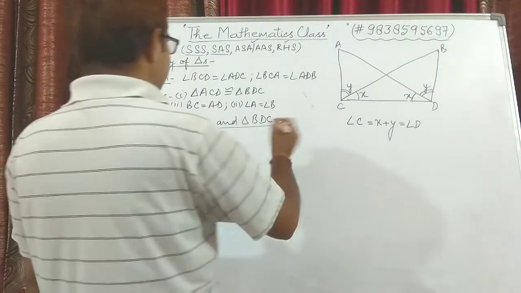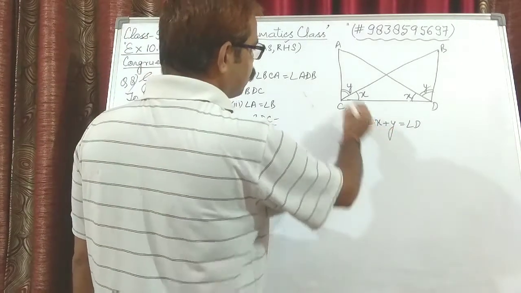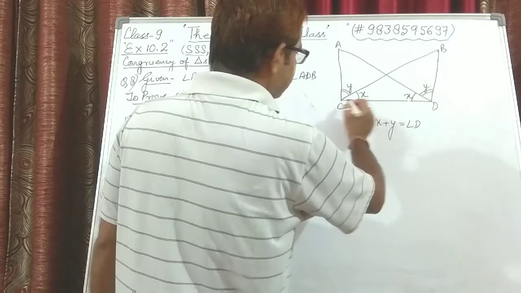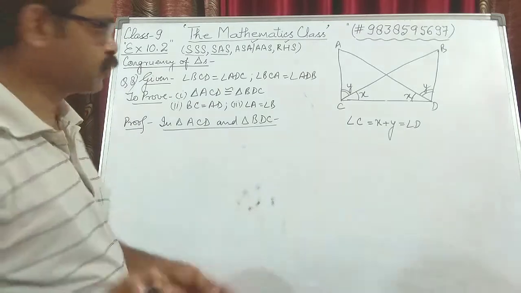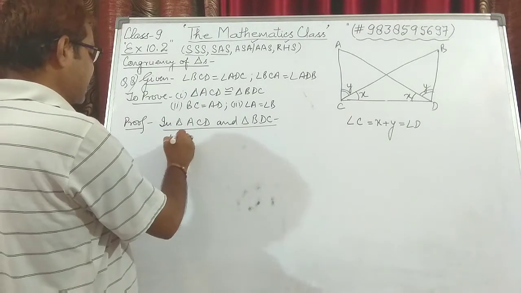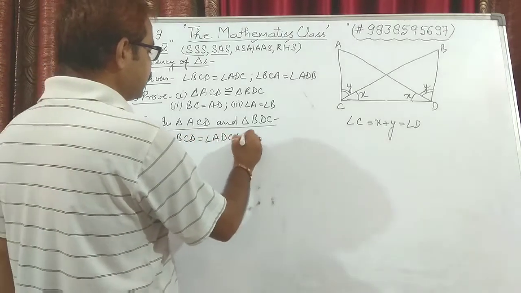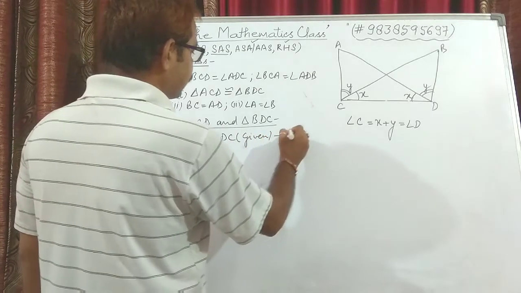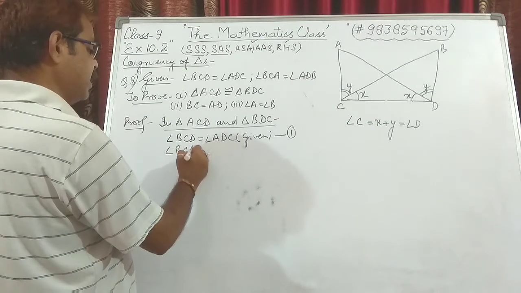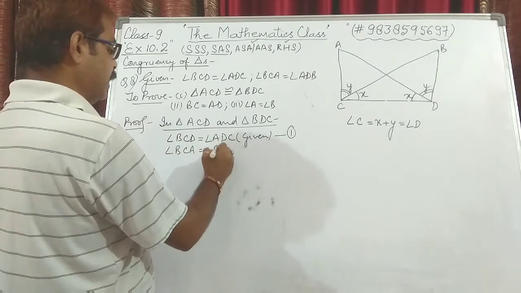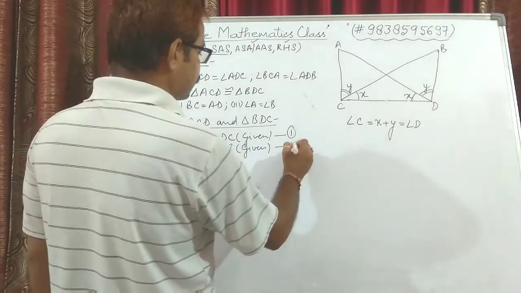Now it is easy for you, because we can make out that this angle and this angle are equal and this side is common. So angle, side, angle, the triangles will be congruent. I hope you have understood. Now how to write? We can say angle BCD is equal to angle ADC, and that is given. Let it be equation number 1. Second, angle BCA is equal to angle ADB, and that is also given. Let us say this is equation number 2.